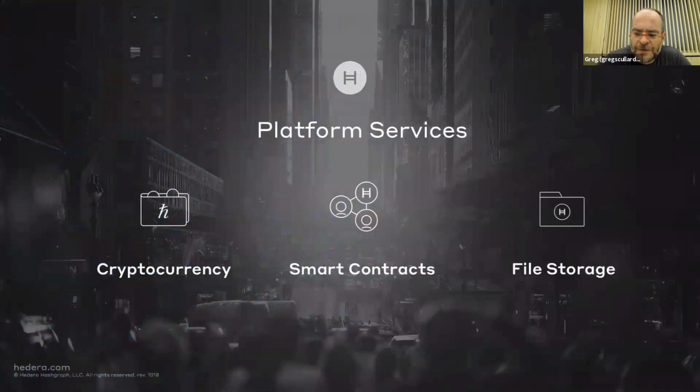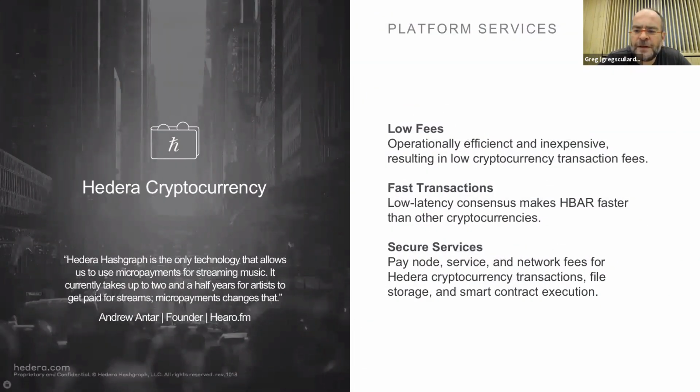So, 3 services, as I mentioned: cryptocurrency, smart contracts, and file storage. The cryptocurrency is known as HBAR, and because of the bandwidth efficiency and low latency of the Hashgraph consensus, it's possible to send and receive HBAR fast and cheaply. So much so that decentralized applications are able to take advantage of practical micropayment functionalities never before possible.